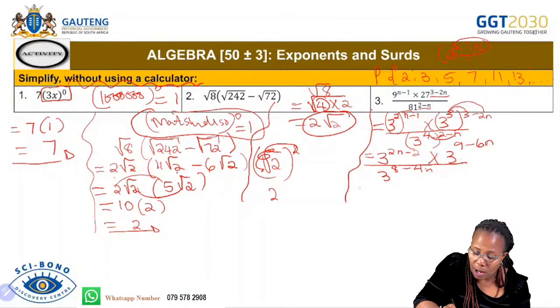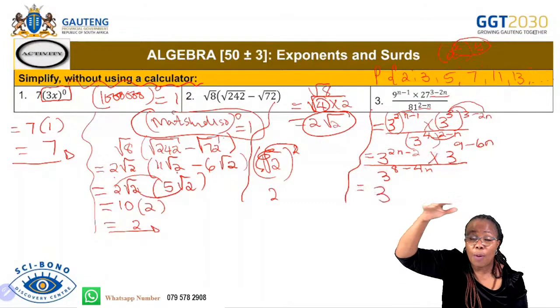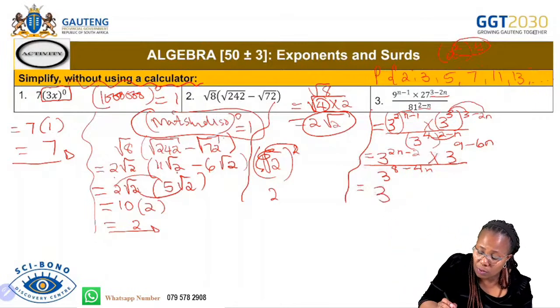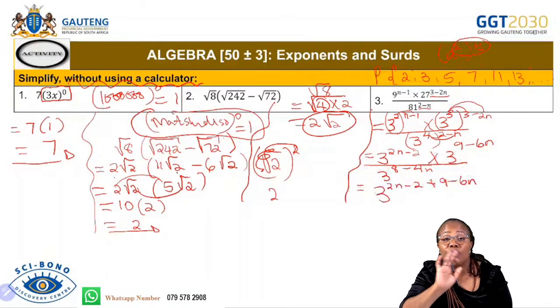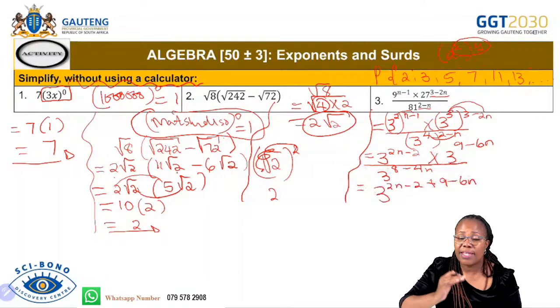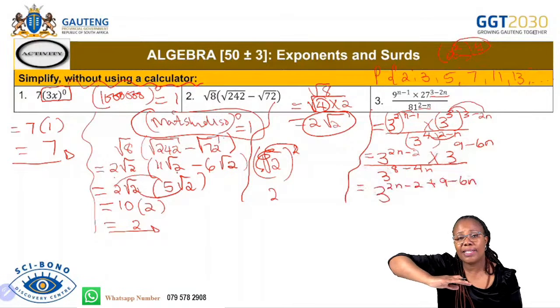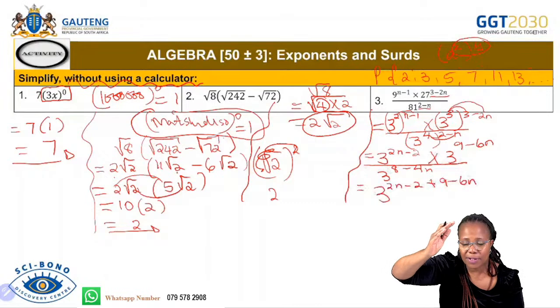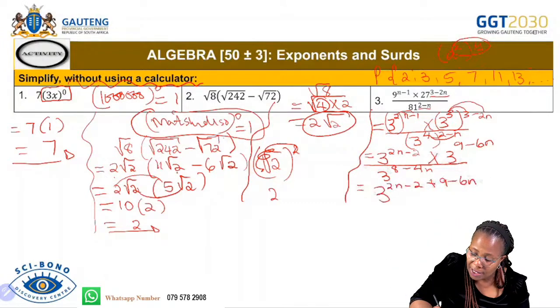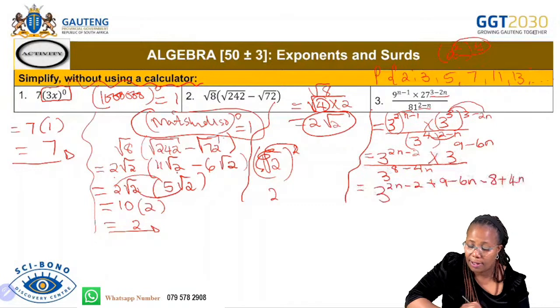So now number 1, our base will be 3 because we have 3 throughout. On top, we are multiplying, so we just bring those exponents: n minus 2, we add 9 minus 6n as it is. Nothing is changing because we are adding exponents. And then on the numerator, when we take that 8 and minus 4n up, remember you are dividing, the sign will change. You are subtracting. Then this 8 will be minus 8 and the minus 4n will be a plus 4n.